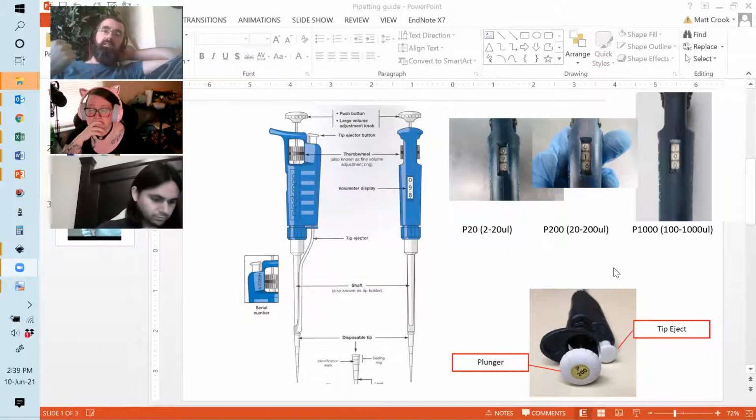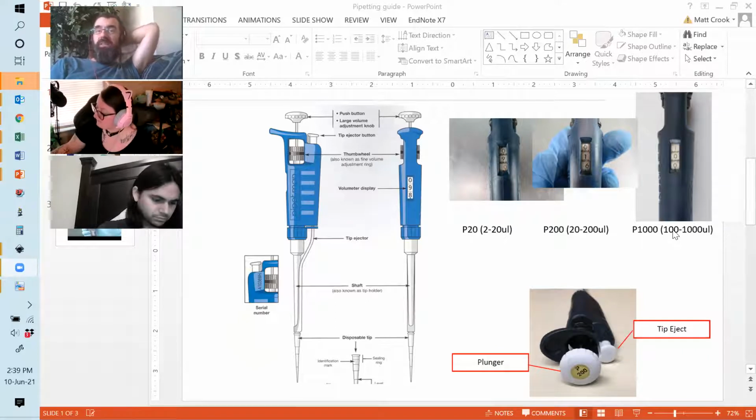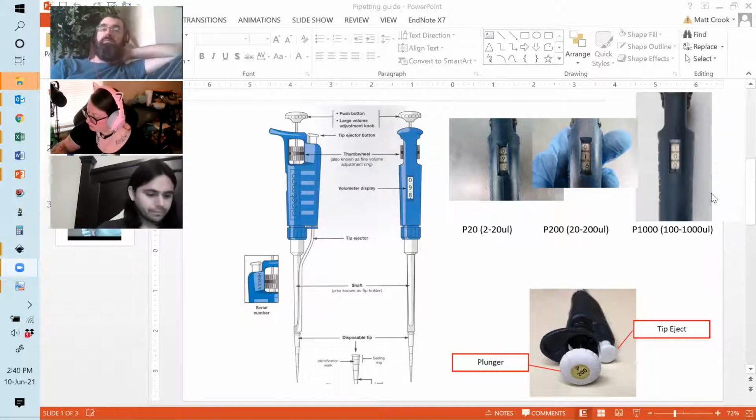And the opposite is the case for the P1000. So here, one is whole milliliters and then hundreds and tens. So this is reading 1 milliliter, or 1.00 milliliters. So if you wanted to set it to, say, 950 microliters or 0.95 mils, 0.95 would give you the correct volume.